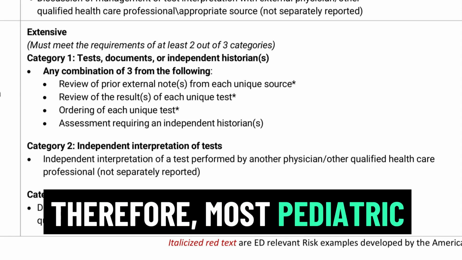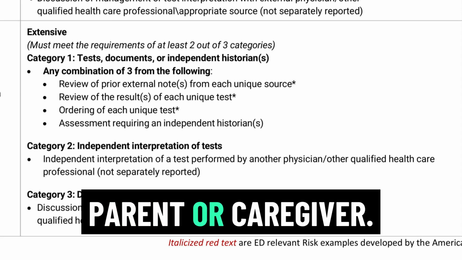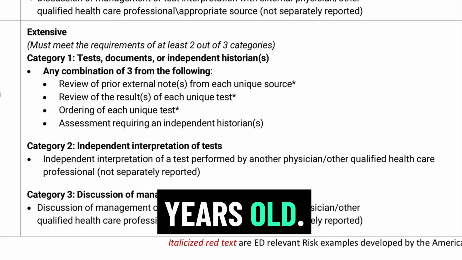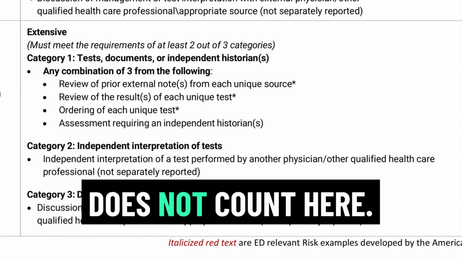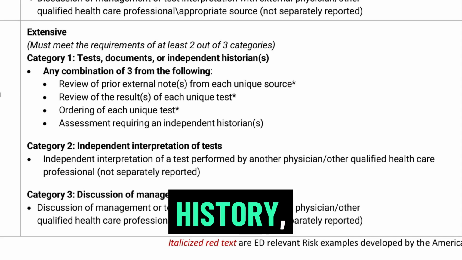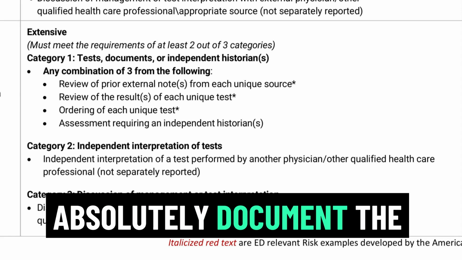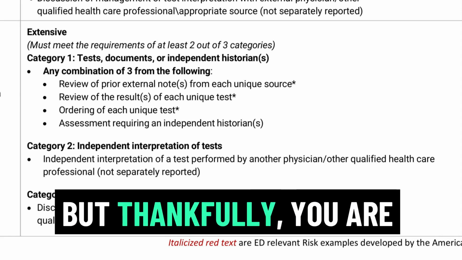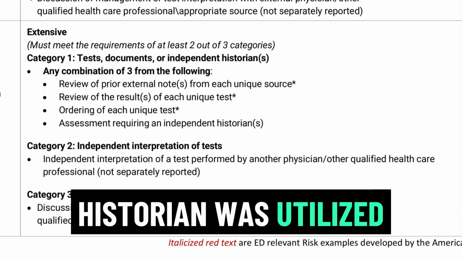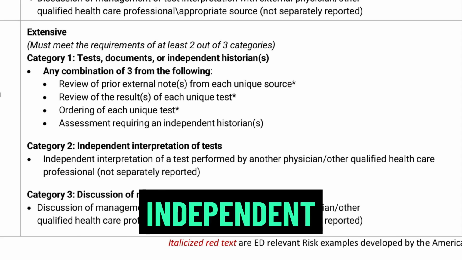Therefore, most pediatric visits will satisfy this category since usually you obtain some history from the parent or caregiver, and it's virtually guaranteed to get credit here if the patient is under 2 years old. Note that an interpreter does not count here. You can remember this by the fact that they are not providing additional history, they're only translating a language. Finally, you should absolutely document the source of the history, but thankfully, you are not required to document the reason that an independent historian was utilized or to document which elements of the history were obtained from the independent historian.